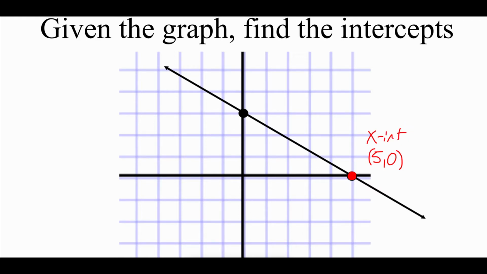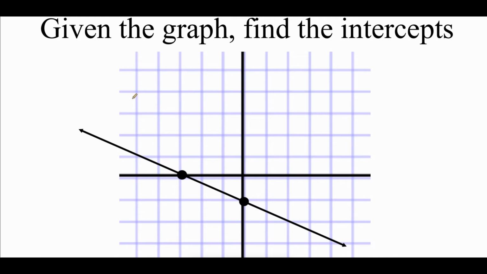Now we can also find the y-intercept where your line crosses through the y-axis. I'm highlighting this point in blue right now. From the origin, that intercept is up 3 spaces. So that would be the ordered pair 0, 3. So we would say the y-intercept of this graph is the point 0, 3.